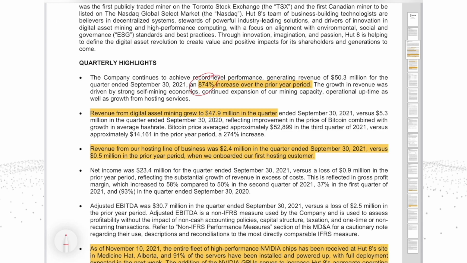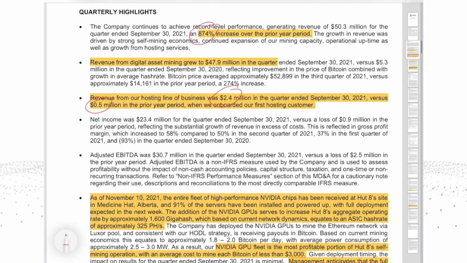Revenue from digital assets mining grew to $47.9 million for the quarter. Revenue from the hosting line of the business was $2.4 million. I had them at 2.6 when I was doing my sheet, so I gave them a little bit more. But this is still really good versus the $0.5 million that they had here last year, this period.